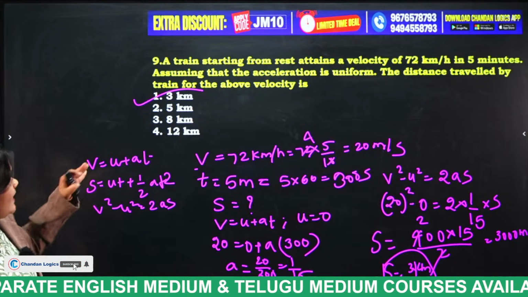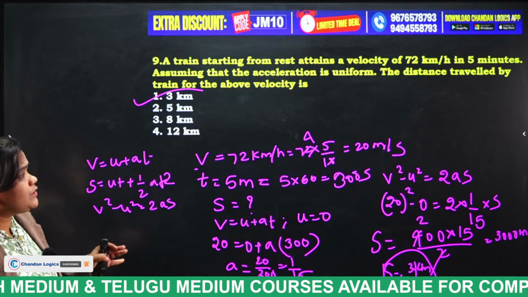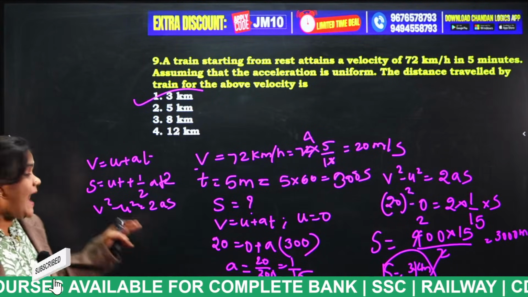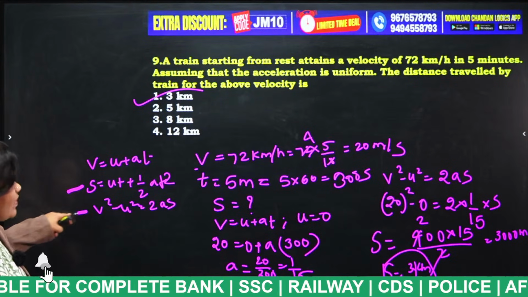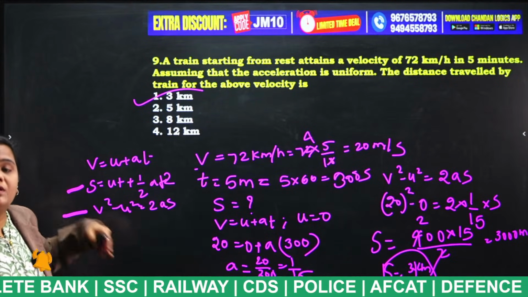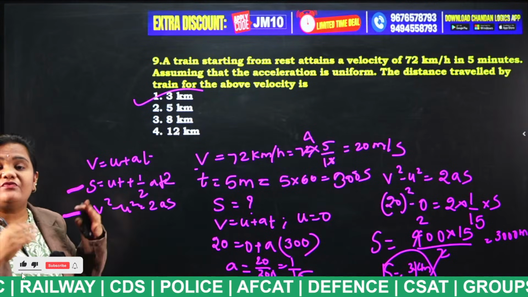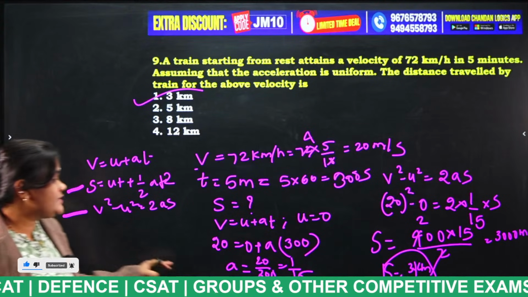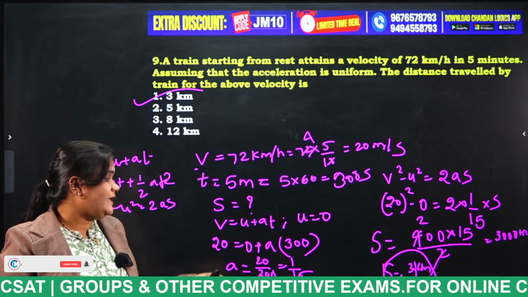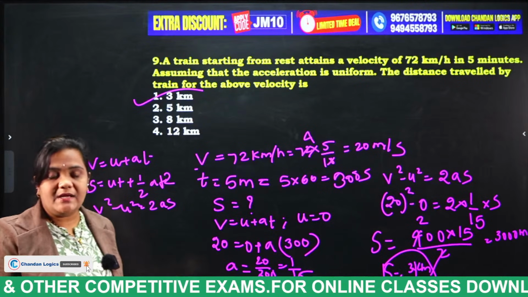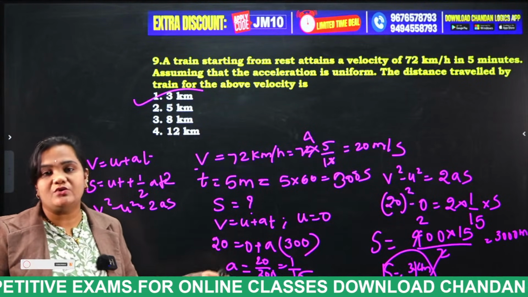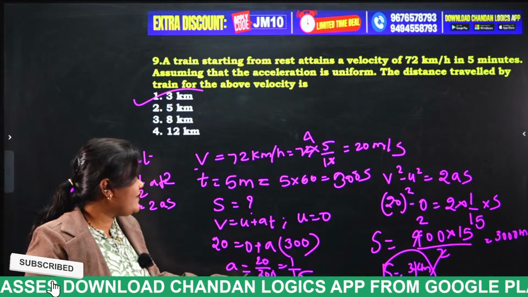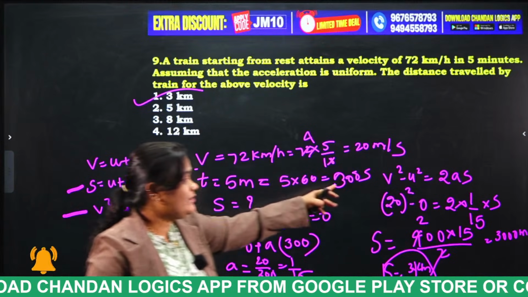If we look at these formulas, what are they asking you to find? The distance. Distance is nothing but S, displacement S. Either this formula is applicable or this formula is also applicable. In order to find S, first of all we have to know the value of acceleration. How will you get the acceleration, students? V is equal to U plus AT. Already we know that U is equal to 0. By solving this you will get acceleration is equal to 1 by 15.